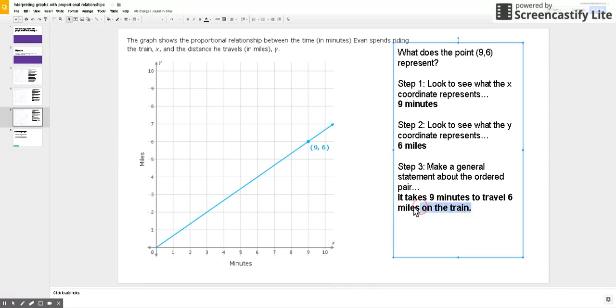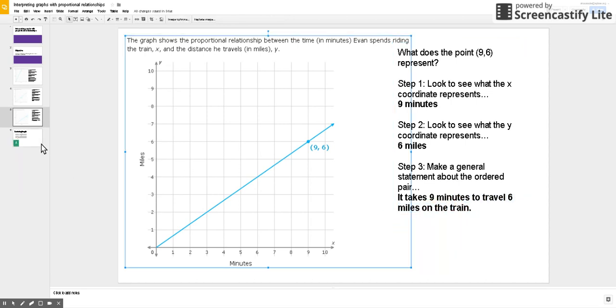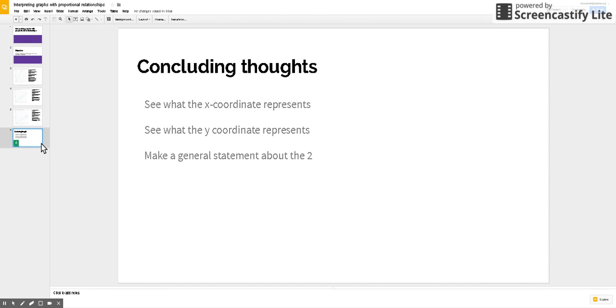Anything along those lines works, as long as it has something similar to this. You need to make sure you have the 9 minutes correct, and you need to make sure you have the 6 miles correct. All right, so some concluding thoughts. See what the x-coordinate represents, see what the y-coordinate represents, and then just make a general statement about the two.